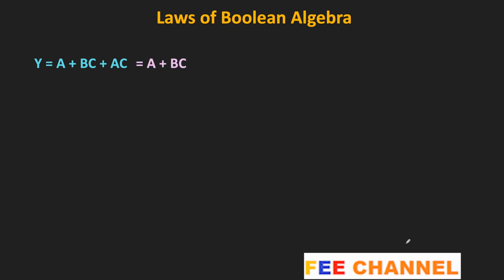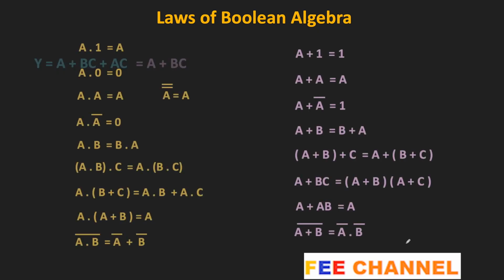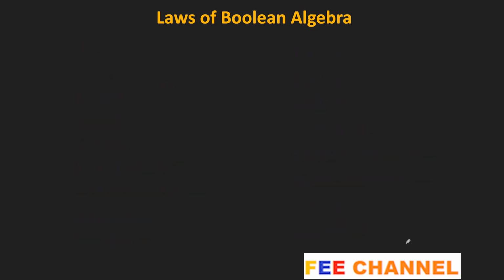So, here is the list of some Boolean laws. Most of them are pretty straightforward to understand, and all these laws can be proved using the truth table. So, one by one, let's understand them. The first one is a.0 equals 0. That means the AND operation of a and 0 is equal to 0.